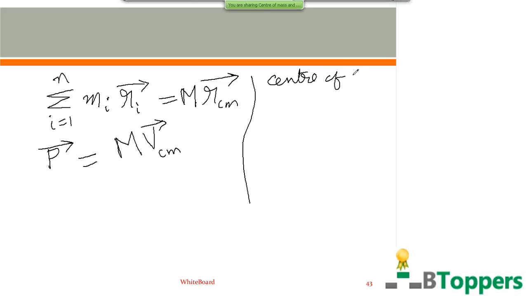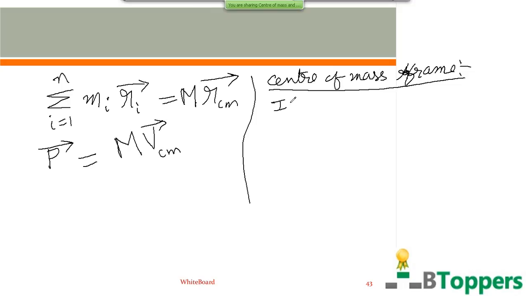The frame of reference or coordinate system in which the position of the center of mass is taken as the origin of the coordinate system is called the center of mass frame or center of mass reference frame. The coordinate system or frame of reference in which we choose the position of the center of mass as the origin is called the center of mass frame of reference.